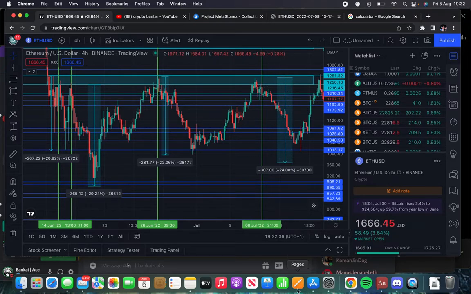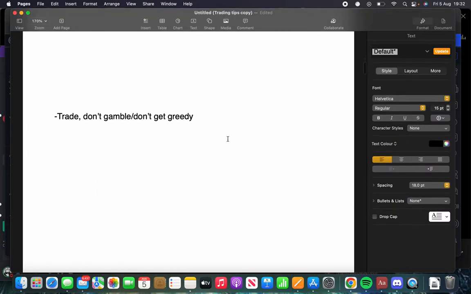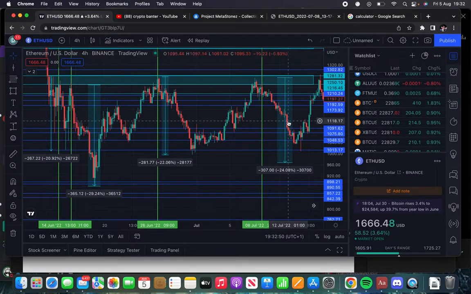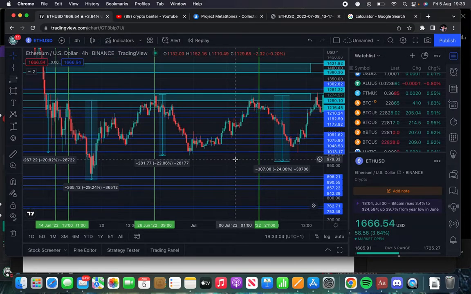Okay, let me just see my next point. Yeah, my next point is trade, don't gamble, and don't get greedy. I'm sure a lot of us are degens here in the NFT space. We see a 5 to 10x gain and we don't even take profits. And that was one thing in the past that I quite liked to do: I would like to think of NFTs in terms of charts.